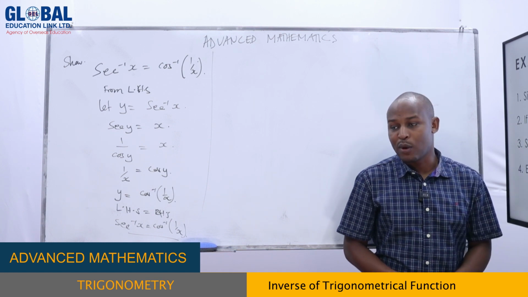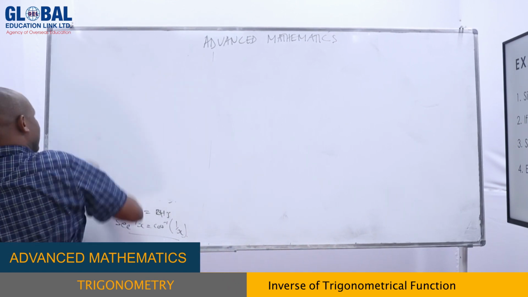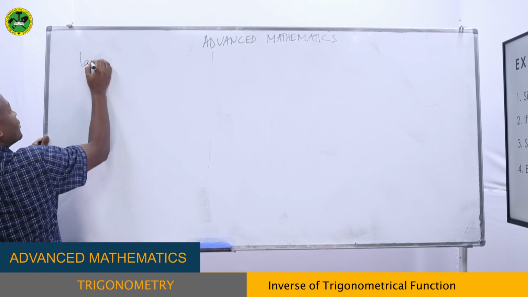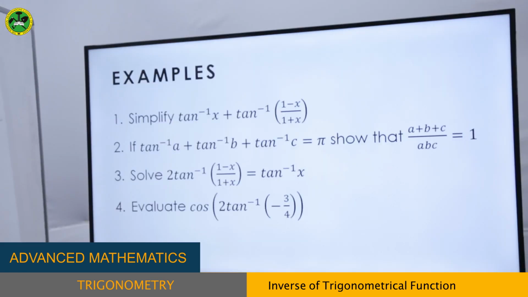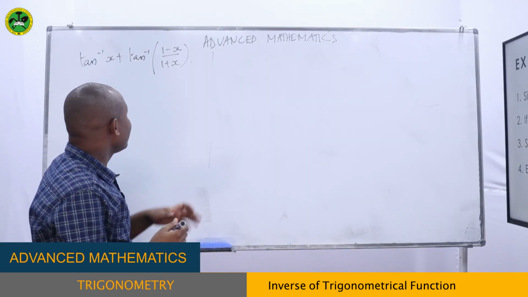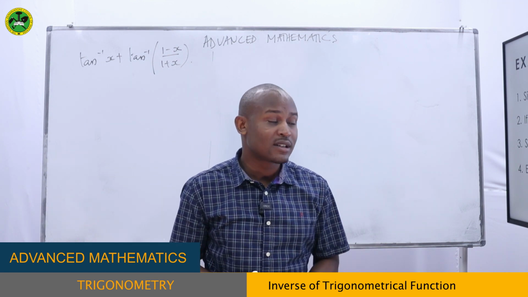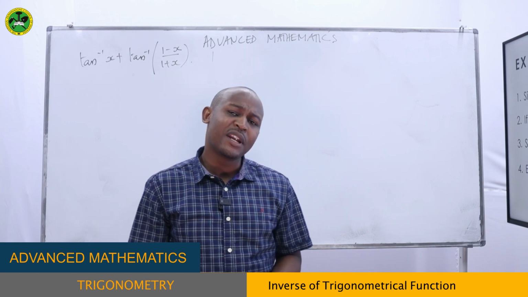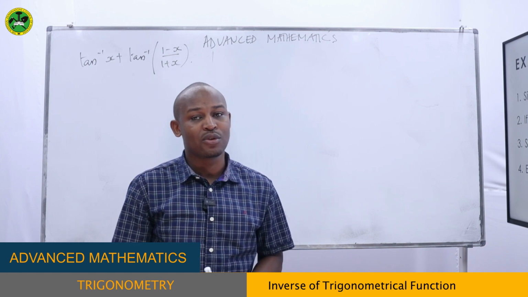Now let's see example number 1, which tells us to simplify tan inverse of x plus tan inverse of (1 minus x) over (1 plus x). We've been given such an expression and we are told to simplify. That means we are supposed to use different rules that involve these angles. It can be the double angle formula, the half angle formula, or whatever rule you can use so as to simplify it.